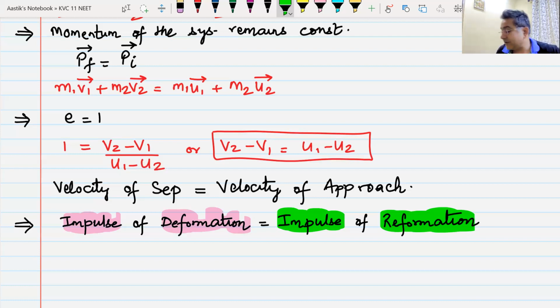So I'll wind up this class here. Two more types of collisions are left. We will be discussing their points in the next class. If you remember the points of this collision, the points of other collisions become very simple. You just have to understand what things will change and what things will not change.